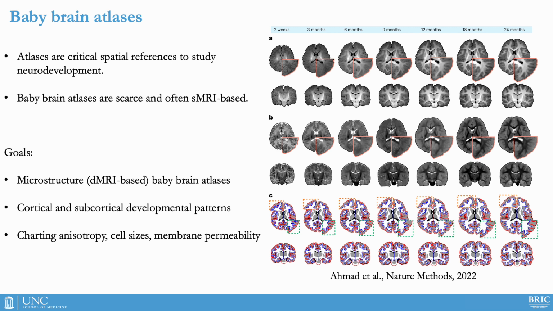Our goal in this study is to provide the community with dense longitudinal microstructure brain atlases from birth to 5 years of age. Our atlases are based on the microstructure indices calculated from diffusion MRI, and thus we provide unique and complementary information to other T1 weighted or T2 weighted atlases. From our atlases, one can chart the developmental trajectory of anisotropy, cell size, tissue volume fraction, or membrane permeability. These can be used to identify typical brain development or to detect abnormal development.